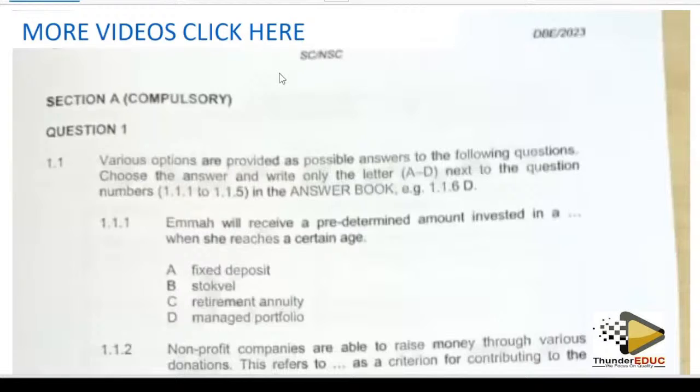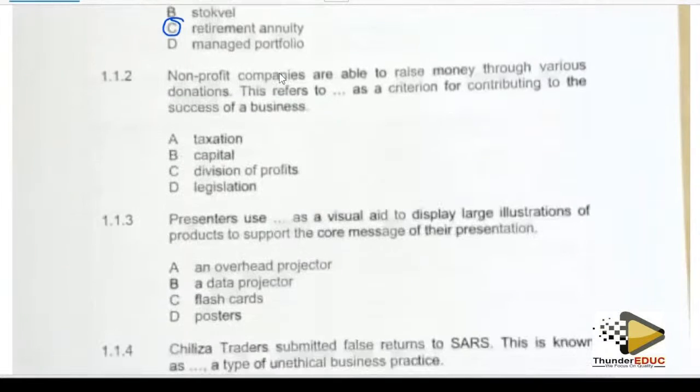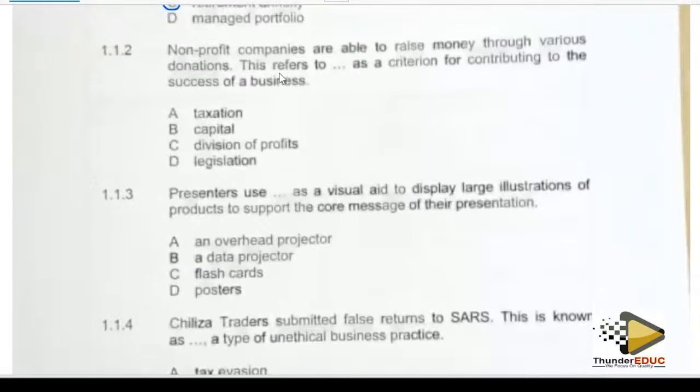Okay, right. So now we are saying that our appropriate answer in this regard is C. Okay, right. Thank you, grade 12. So now let's move on to the next question. And the next question is 1.1.2. And 1.1.2 reads as follows. Non-profit companies are able to raise money through various donations. And this refers to dash as a criterion for contributing to the success of a business.